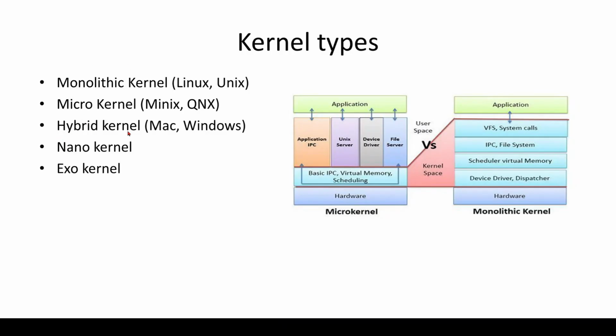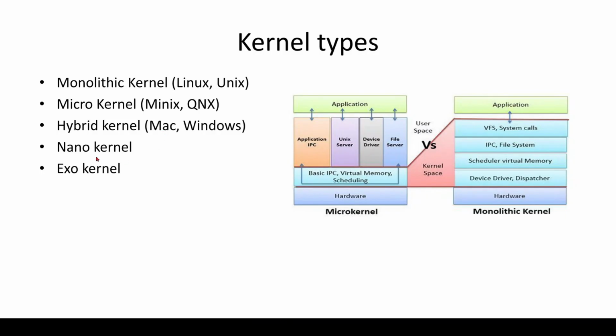Coming to the hybrid kernel, it is a combination of monolithic and microkernel to achieve a balance between performance and modularity. It runs essential services in kernel space for speed like a monolithic kernel, but moves some components to user space to improve stability, similar to a microkernel. Windows uses the NT kernel, Mac uses the XNU kernel.